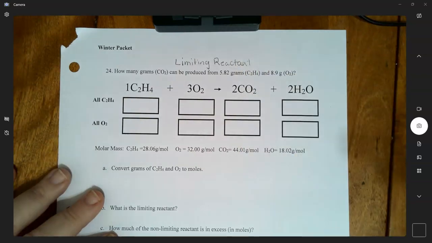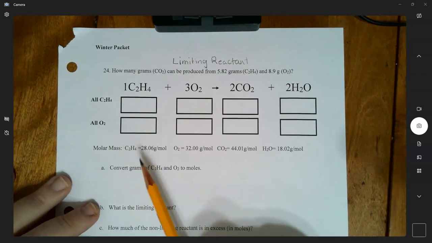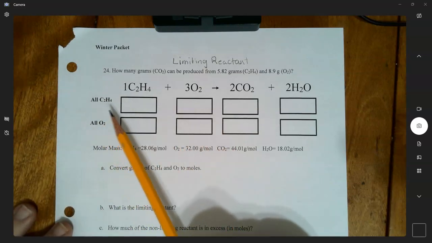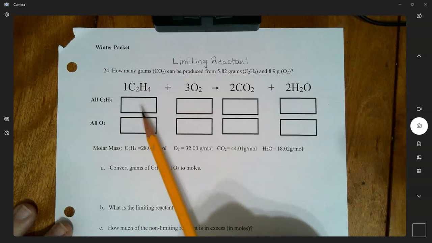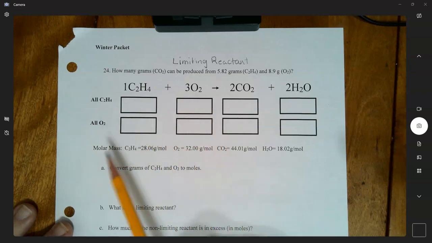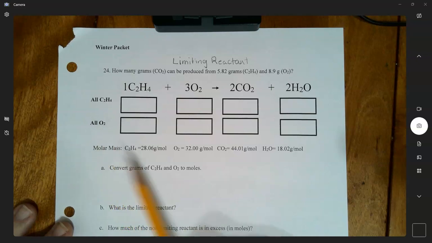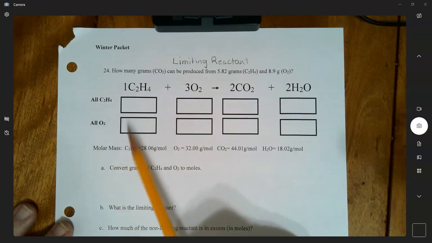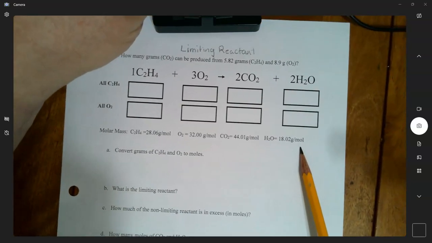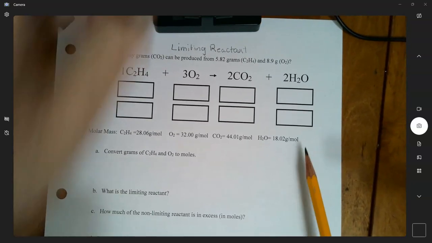Okay, so this is a limiting reactant problem, and the way we did that is we performed the reaction twice, at least in theory. You combust all the C2H4 and you see how much O2 is required to do that. Next, you do a reaction where you combust all the O2 and you see how much C2H4 you need to do that.